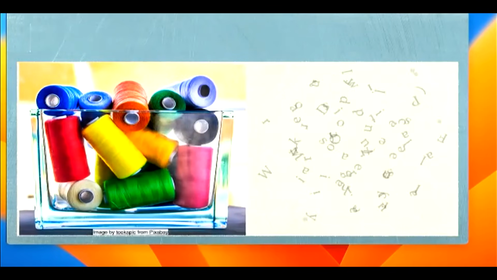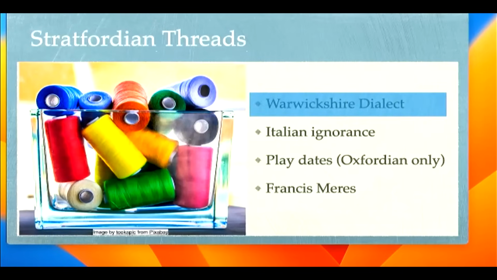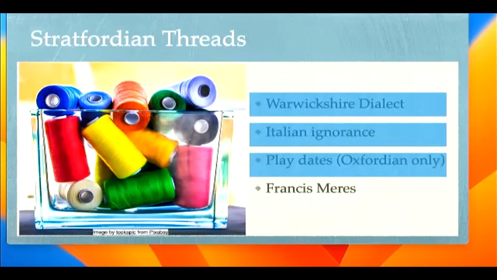And here are 4 important Stratfordian threads, arguments that they've leaned on. Warwickshire dialect, they're done, that's sorted. Italian ignorance, still working on that, but in progress. This is good. Playdates only really relates to the Oxfordian case, and I know loads of work has been done on that, and they really mostly ignore it. But there's still something recently in the London TLS. Thank you. That was Elizabeth, right? Yeah. So it's chipping away, pulling at the threads.